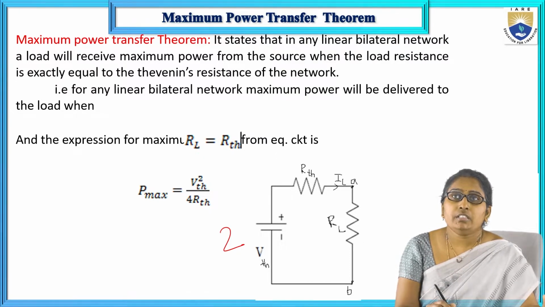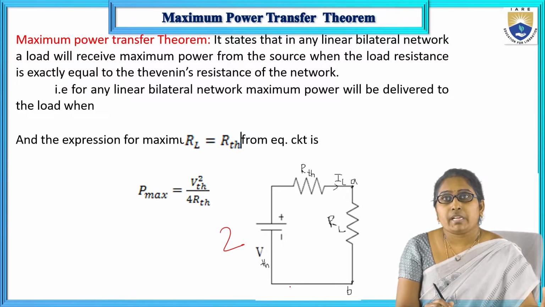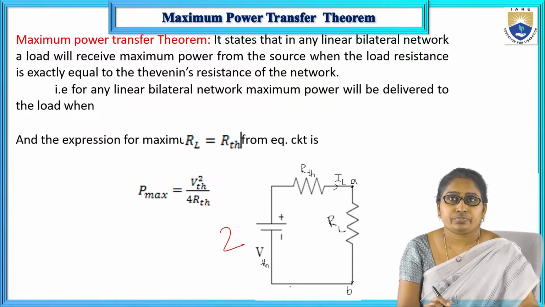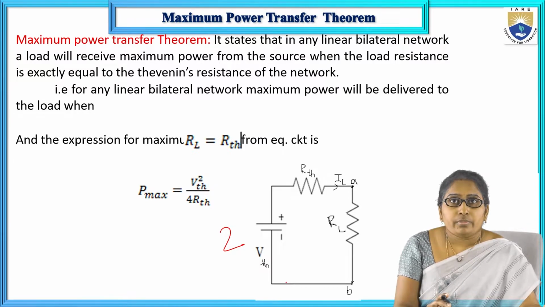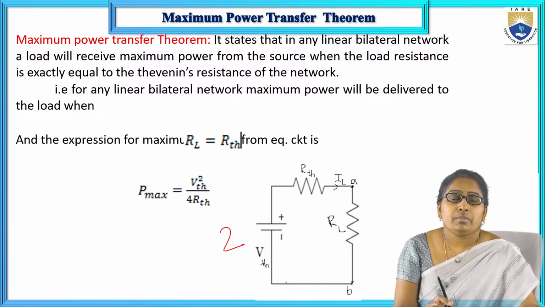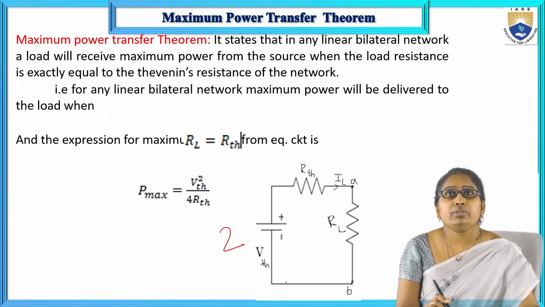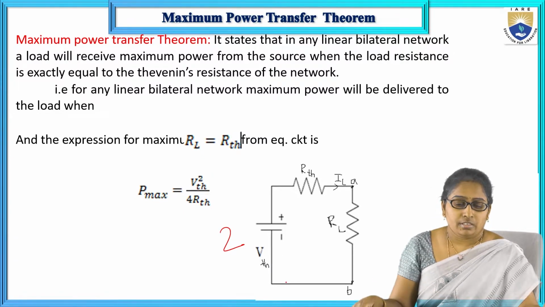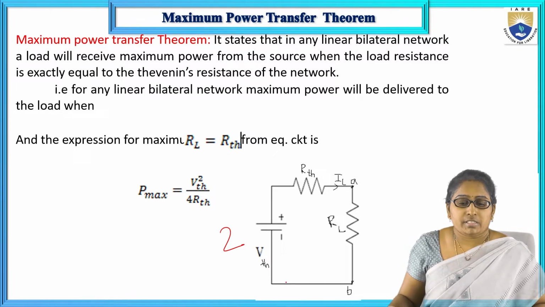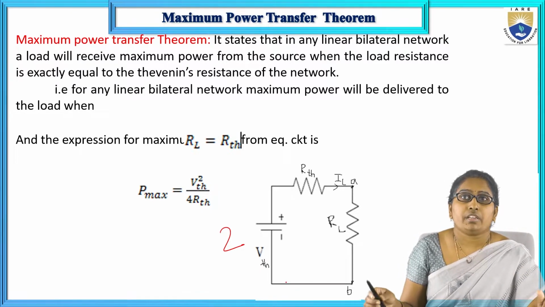It states that in any linear bilateral network, a load will receive maximum power from the source when the load resistance value is exactly equal to the Thevenin's resistance of the circuit. That is, for any linear bilateral network, maximum power will be delivered to the load when RL is equal to RTH.